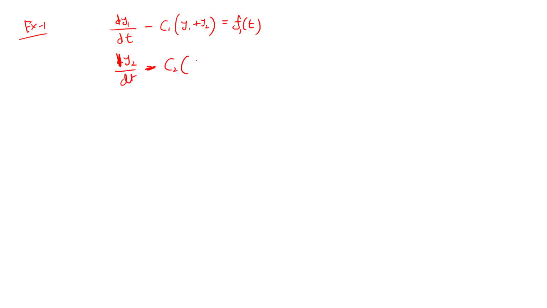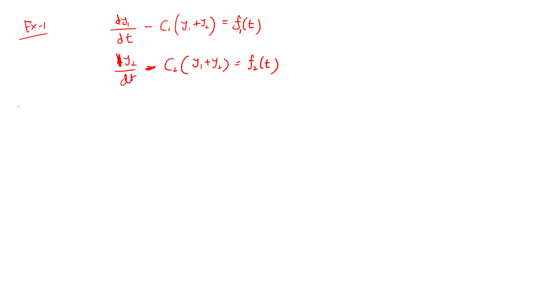So here is an example of a system of linear ODEs. Example 1 is given as follows. Suppose the first ODE is dy1/dt = -c1 y1 + y2 + f1(t), and dy2/dt = -c2 y1 + y2 + f2(t).